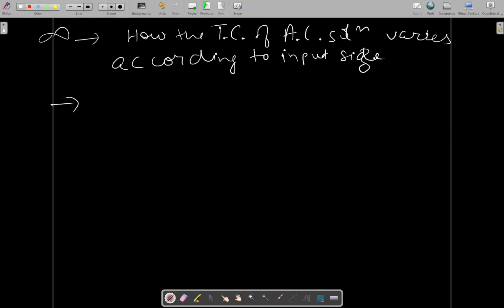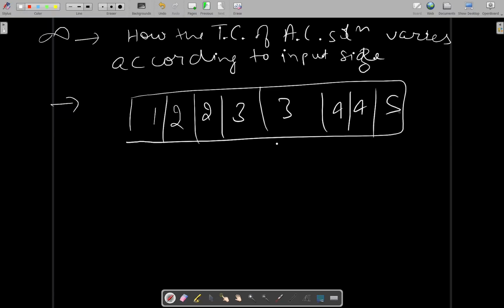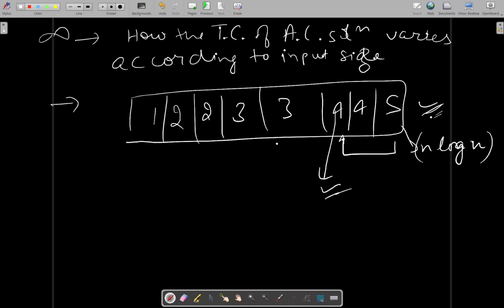If sorting was allowed, then you could have easily sorted the array, and from the end you could have picked the kth number. The numbers were 1, 2, 2, 3, 3, 4, 4, 5. Then you could have just picked the third number from the end, which is 4. But here sorting is not allowed. Sorting would have taken n log n number of operations.